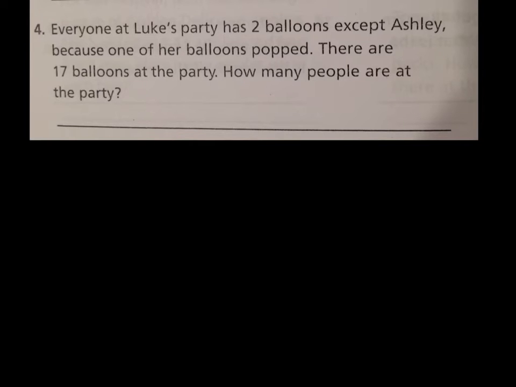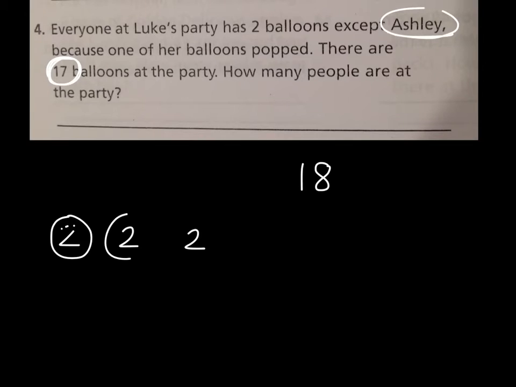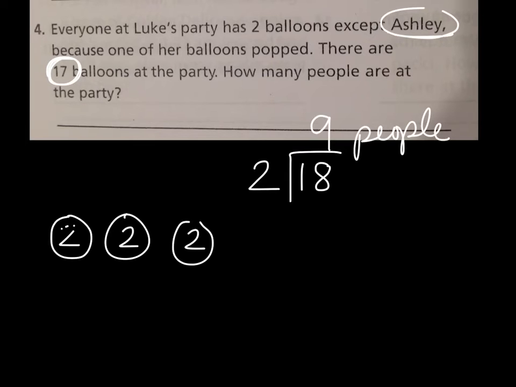How I'm going to do this is I'm going to give, for now, Ashley back her balloon. Pretend it didn't pop. So instead of there being 17 balloons, I'm going to think to myself there's 18 because Ashley popped hers. Well, if everybody has 2 balloons, this person has 2, this person has 2, this person has 2, we are dividing this 18 out by 2. And now you just have a basic math fact. How many 2's are there in 18? That gets us to 9. So there are 9 people at the party.